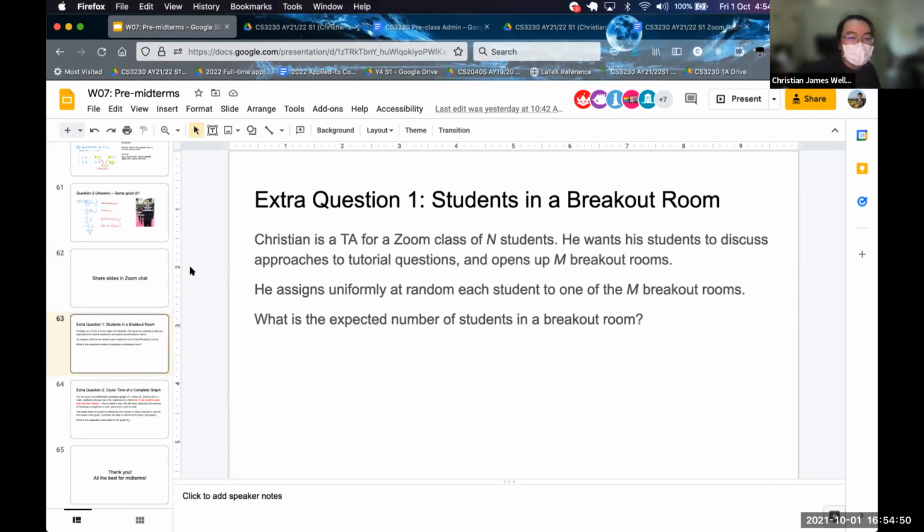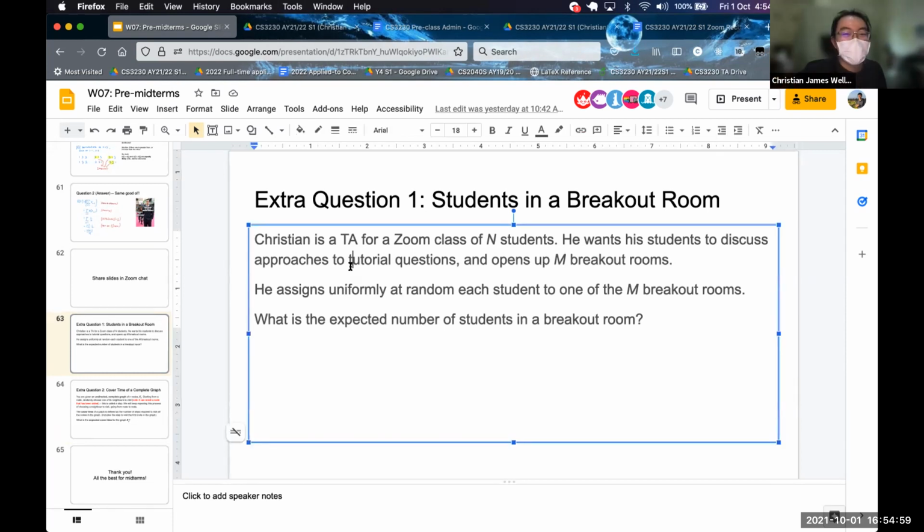Any predictions for the first question? It's not meant to be difficult. Any guesses? After one or two guesses, I can go through the rough idea. Yes, n over m, great. Everyone's getting n over m, and I hope it's really clear why.